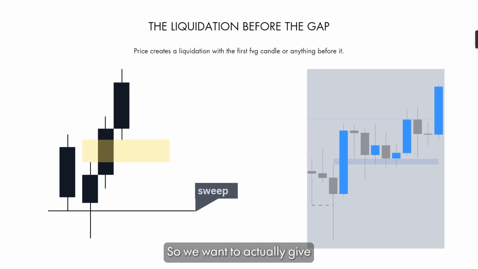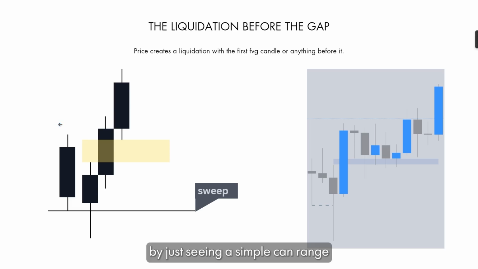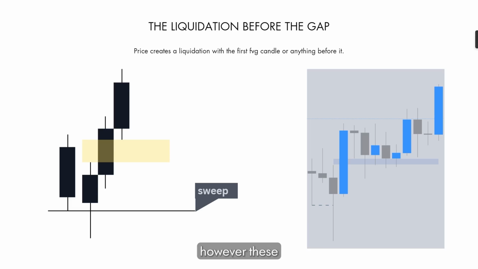So we want to give our fair value gaps context, and this is derived from looking for liquidity sweeps before the FVG is actually formed. As you can see, this can be derived by just seeing a simple candle range sweep, or even simply equal highs or equal lows, our basic liquidity models. However, these give rise to that impulsiveness that is later experienced in the market.